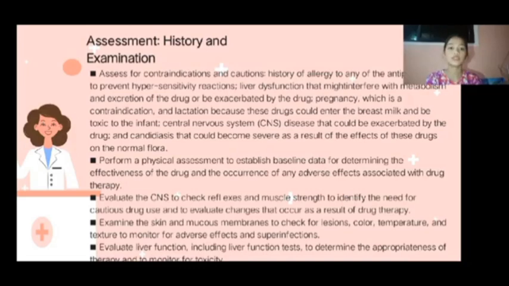Evaluate liver function, including liver function tests, to determine the appropriateness of therapy and to monitor for toxicity. Obtain cultures to determine the exact protozoal species causing the disease.